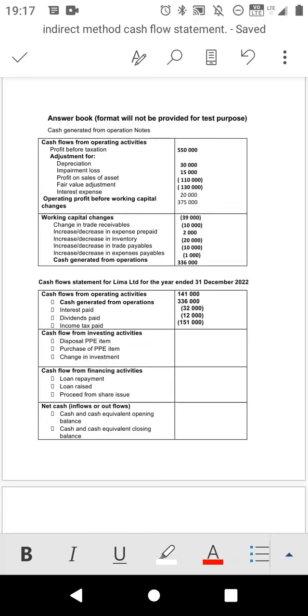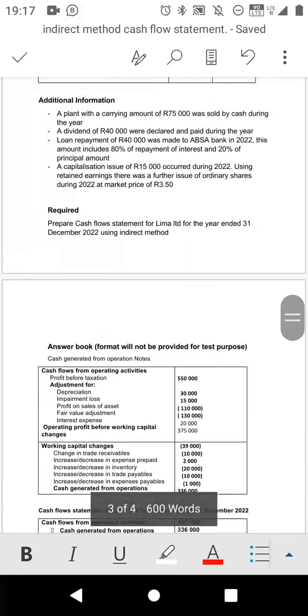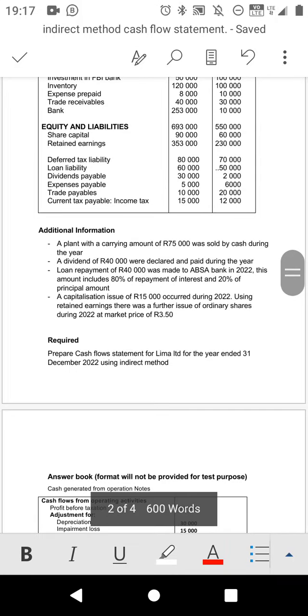Then let's proceed with cash flow from investing activity. The first part is disposal of PPE item. So let's go to our information.